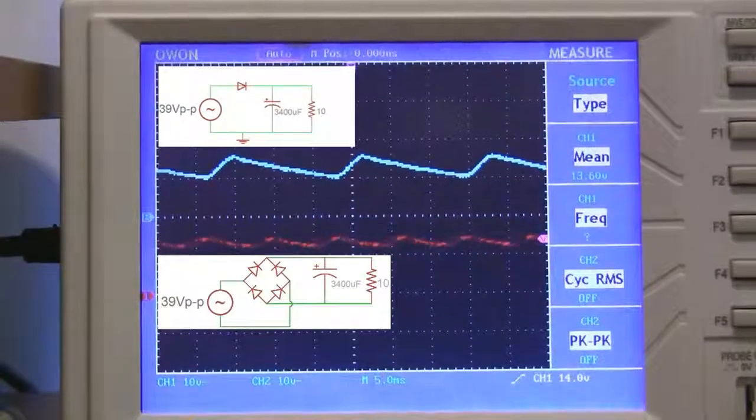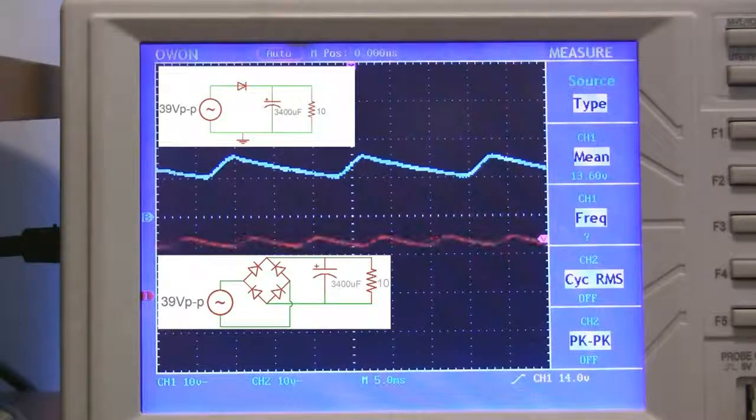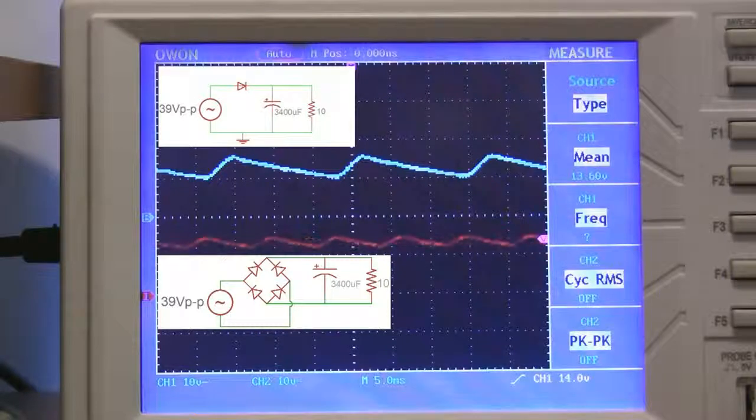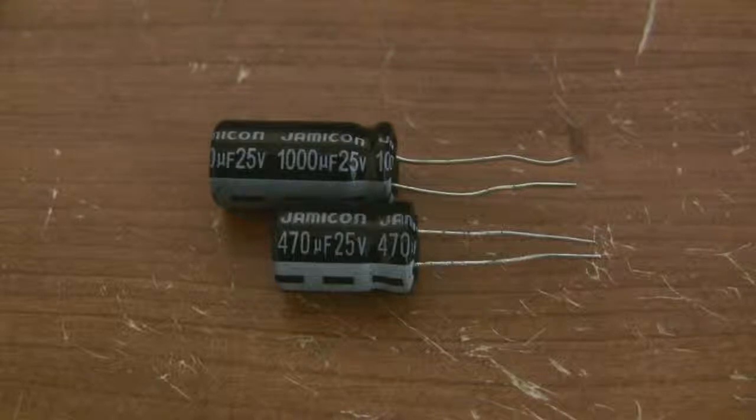Now let's compare the single diode with 3400 microfarads to the bridge rectifier with 3400 microfarads. Now we're getting an average of 13.5 volts instead of 12.5 volts, and we only have about 1 or 2 volts of ripple. In other words, the combination of a bridge rectifier with high amounts of capacitance can turn almost any high current AC supply into a useful high current DC supply. Just keep in mind that your diodes and capacitors have to be rated for the voltages you're working with.